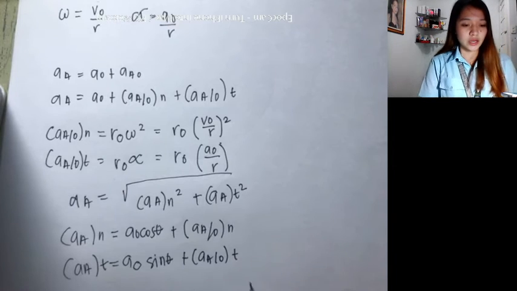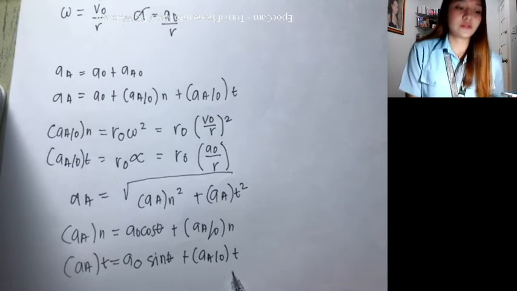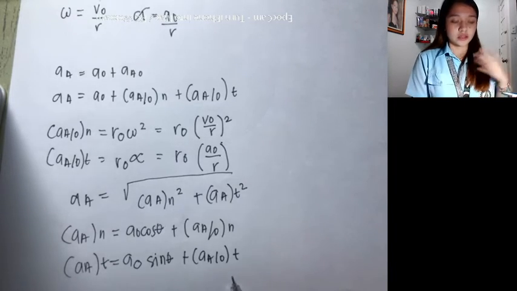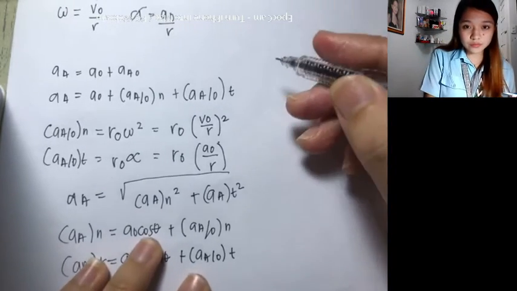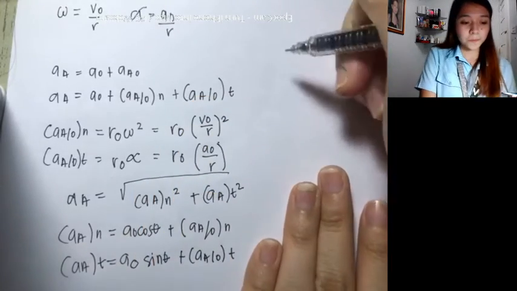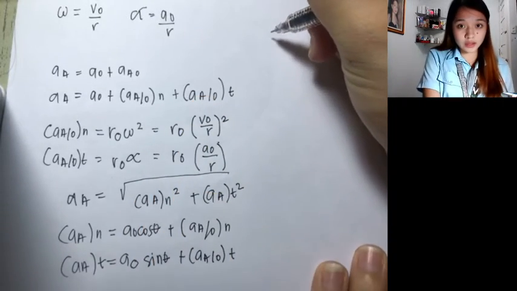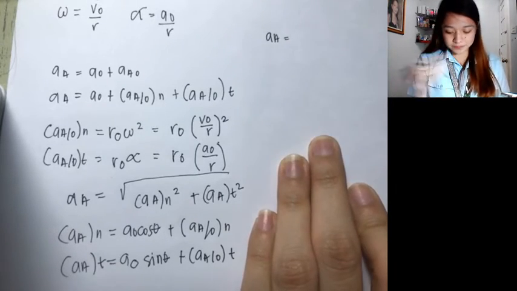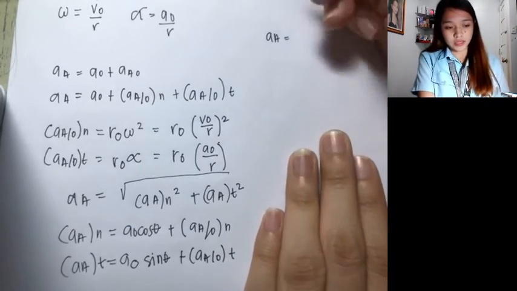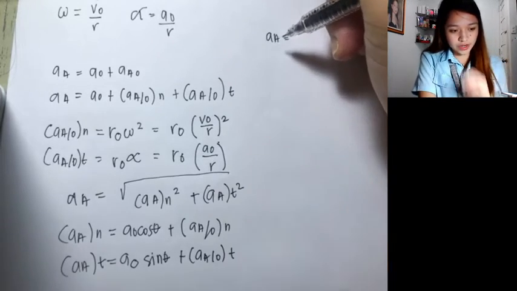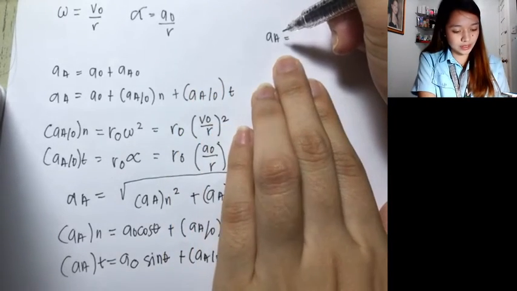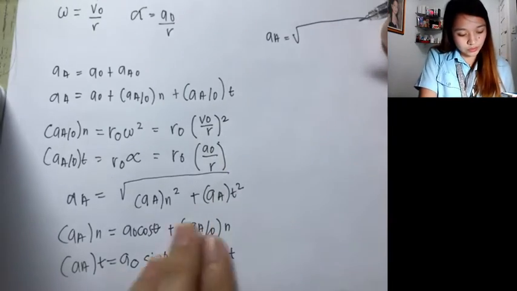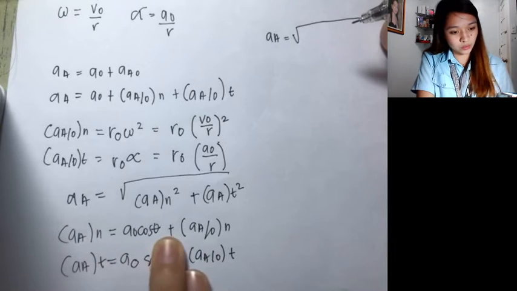After getting these values, we can now substitute the values that we gathered here. So I will just solve here. a sub A is equal to, this is a sub point A, so the value of this is this one.